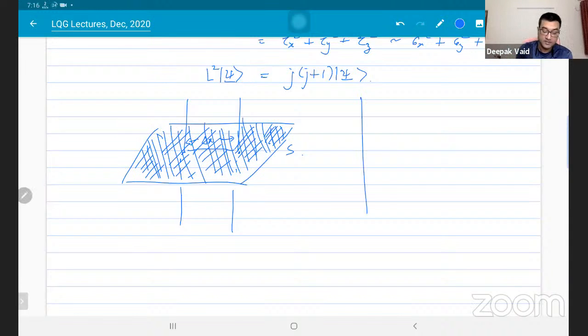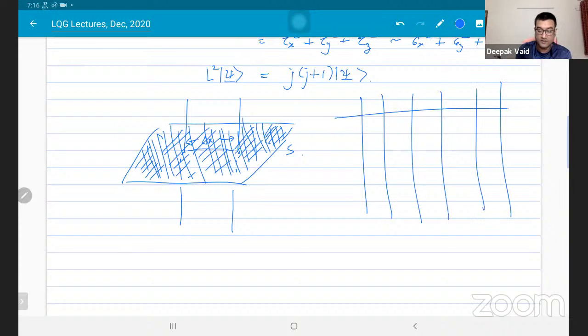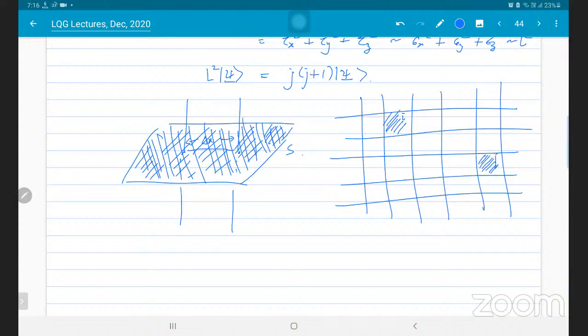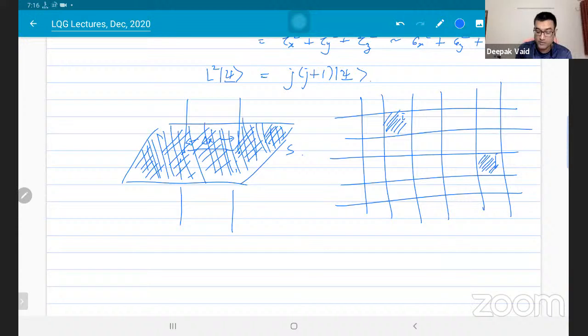Let's say I have a surface, I have some tessellation of this surface. Then I can define a notion of distance between these tiles in some way which counts the number of steps I need to move to get from one tile to another tile. And there can be more than one such path, so I take some definition which involves extremizing over all such paths.